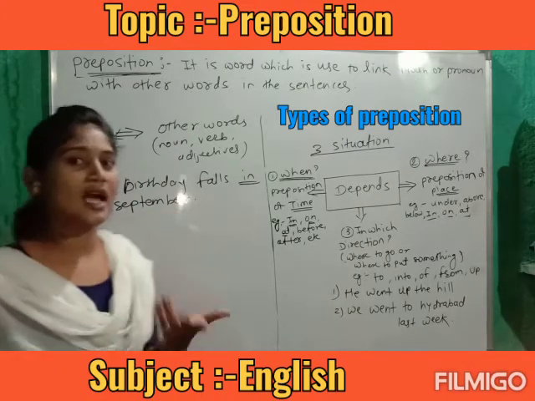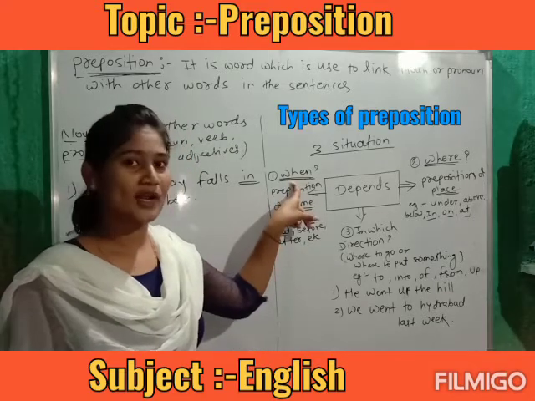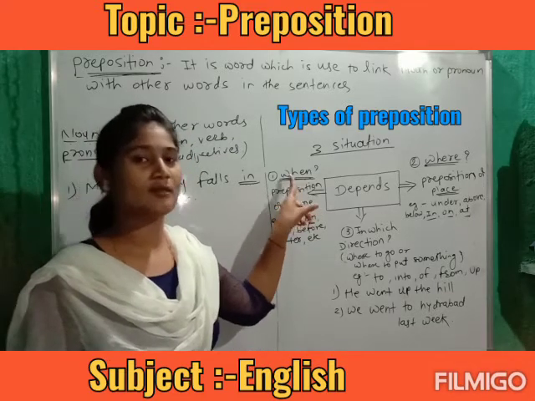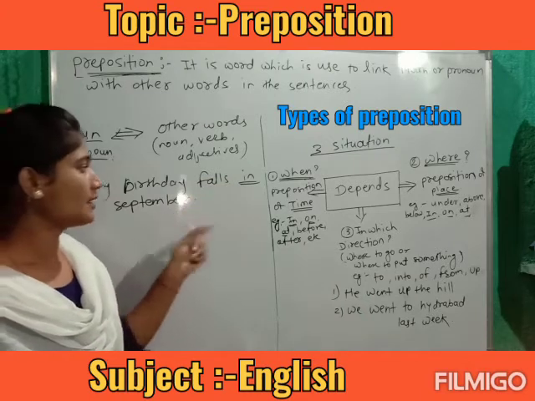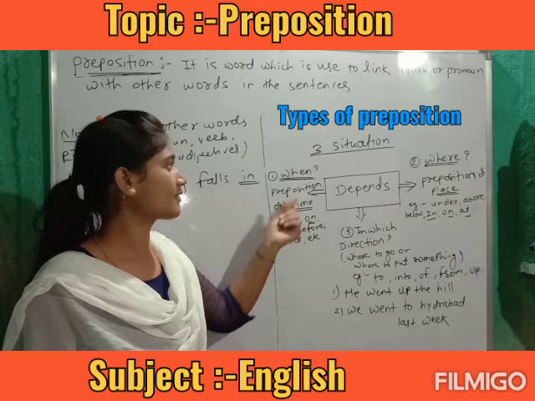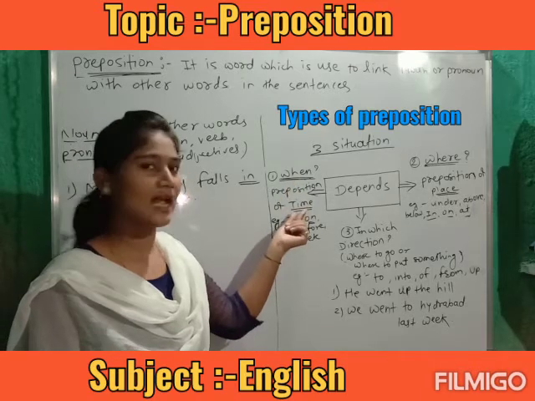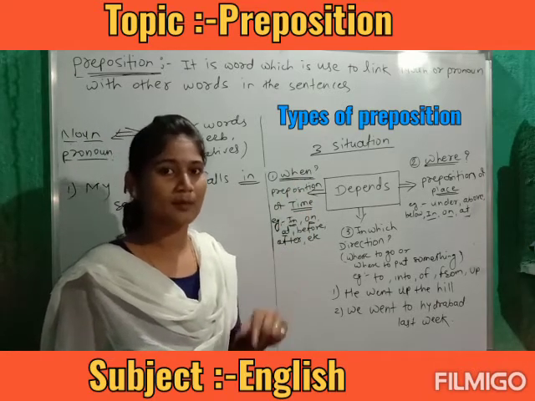So now just ask me when your birthday falls. See, the point came now. When your birthday falls, my birthday falls in September. Understood? Why are we going to use "in"? Because it describes the time. Time means when. The time is in September. In September my birthday falls.